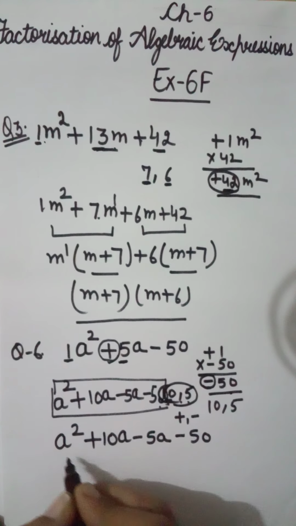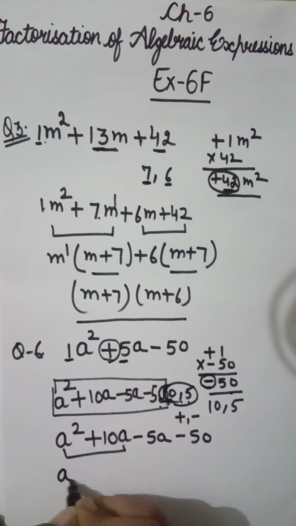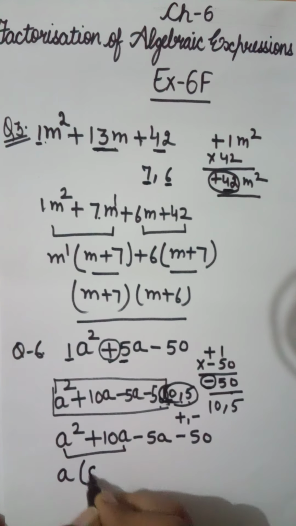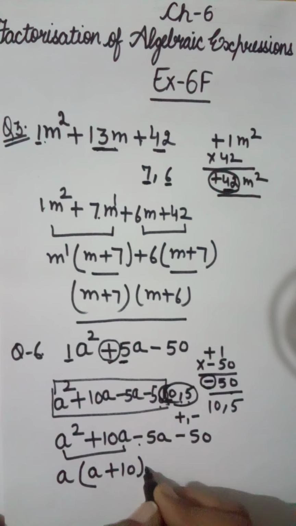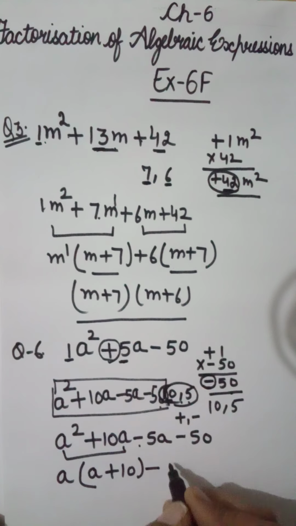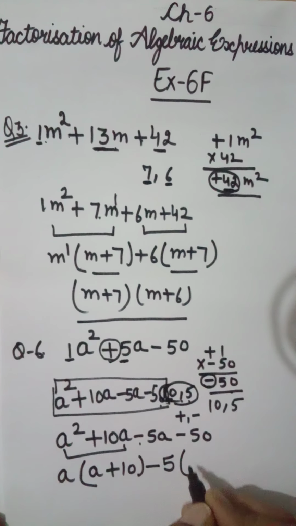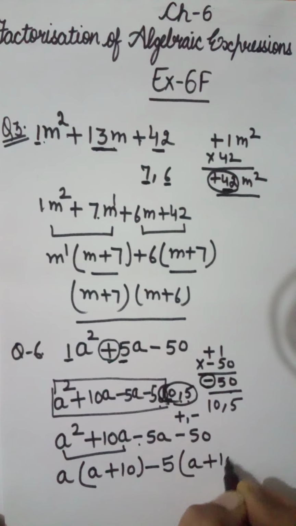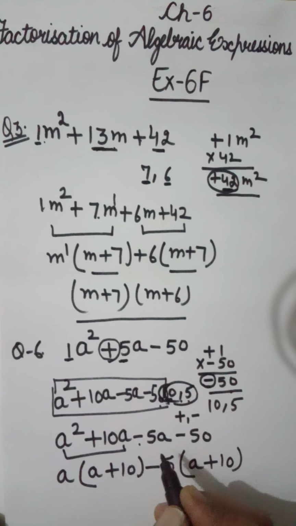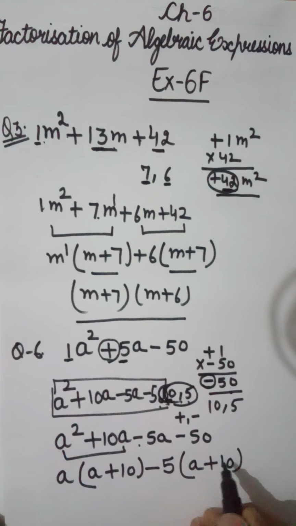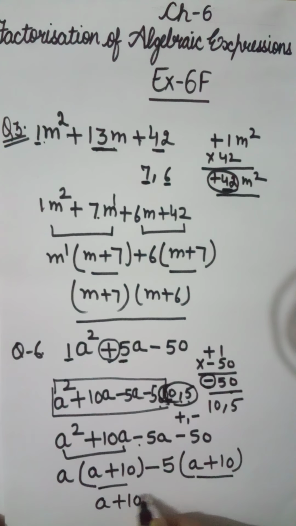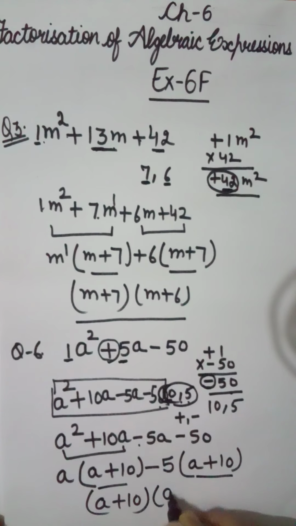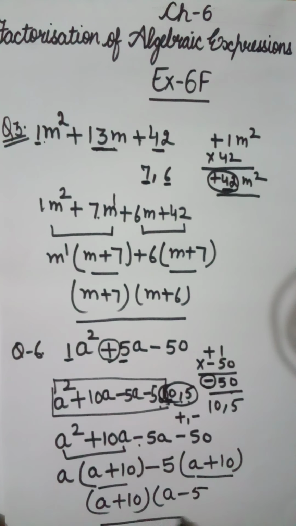Now from these two terms a is common, then what is left? a plus 10, and minus in both the terms, so minus is common. 5 and 50, 5 is common. So what is left? a plus 10. Because if minus is common, the signs inside the bracket should be changed. Now a plus 10 is common. Then what is left? a minus 5. This is the answer of the question.